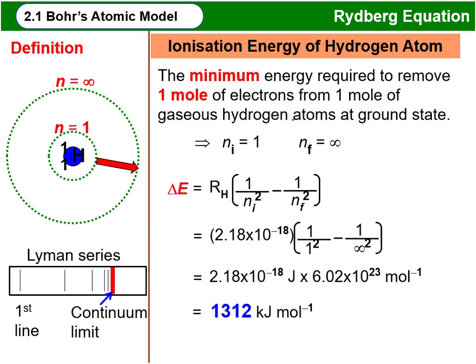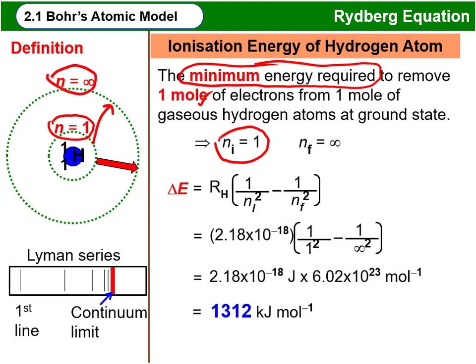When we go back to the definition of ionization energy of hydrogen atom, the ionization energy of the hydrogen atom is referred to as the minimum energy required. Right? Minimum energy required to remove 1 mole of electrons from 1 mole of gaseous hydrogen atoms at the ground state. It means we want to throw the electron out from n equals to 1 straight to n equals to infinity. Means the initial energy level is n equals to 1, while the final energy level is n equals to infinity.